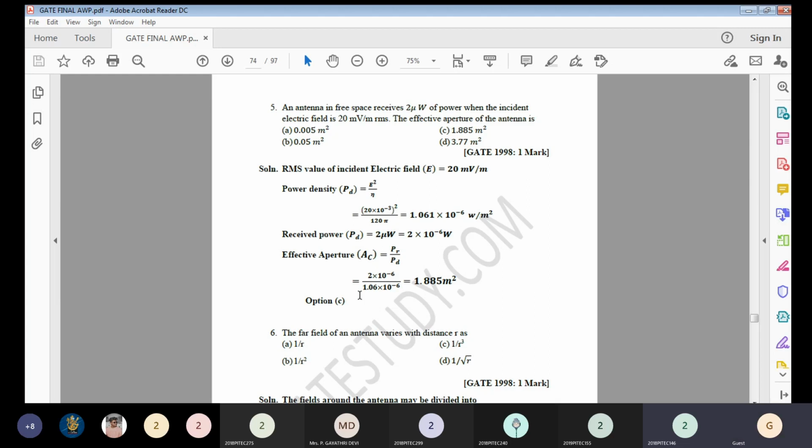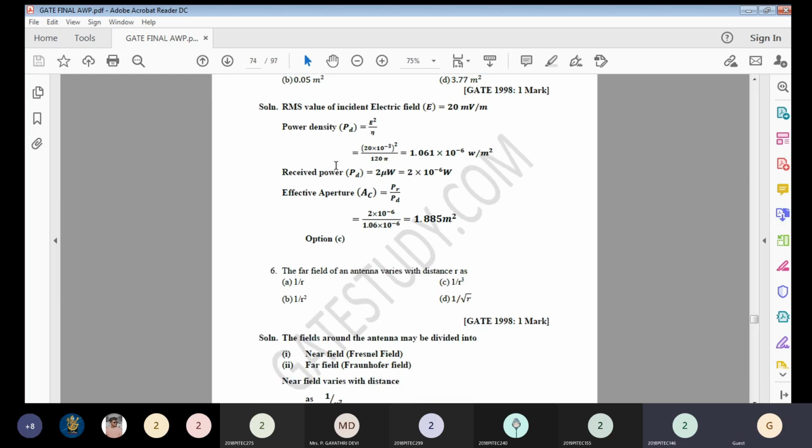Power received 2 microwatts, 2 into 10 to the power minus 6. So by applying PR by PD, at the top PR 2 into 10 to the power 6, at the bottom PD 1.06 into 10 to the power 6. So you are going to get the effective aperture equal to 1.88 meter square. So option C is going to be correct. This is the next problem.